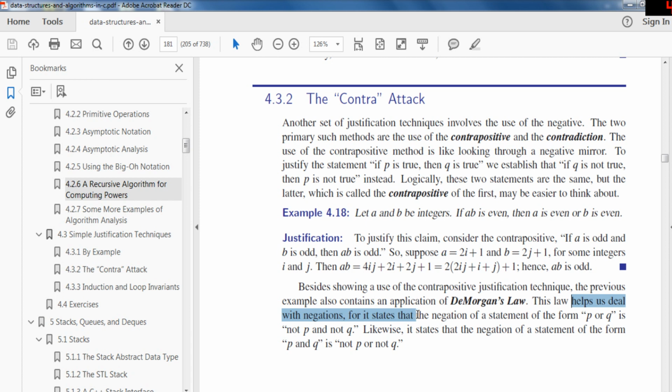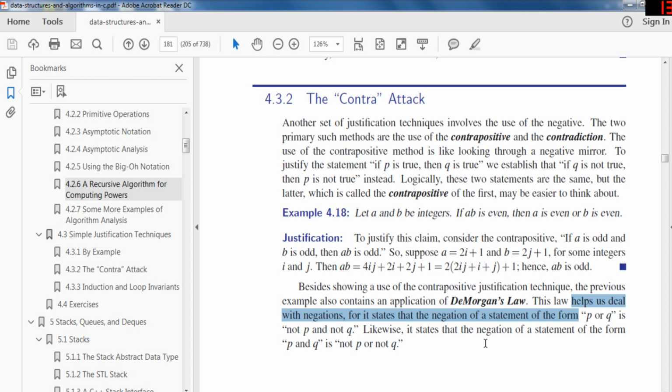It states that the negation of a statement of the form P or Q is not P and not Q. So if you do the negation of P or Q, it's not P and not Q. Like if it's not apples or oranges. Okay, so the negation of apples or oranges is not apples and not oranges.